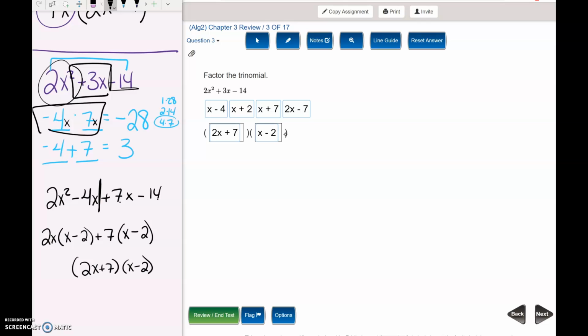So whether you do guess and check or factor by grouping, you should end up with 2x plus 7 times x minus 2.